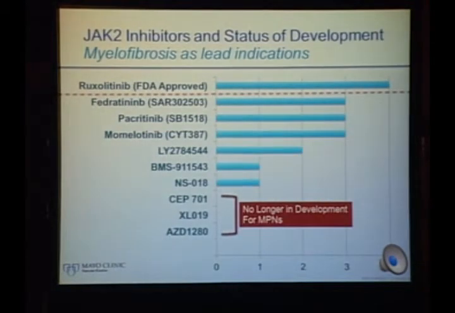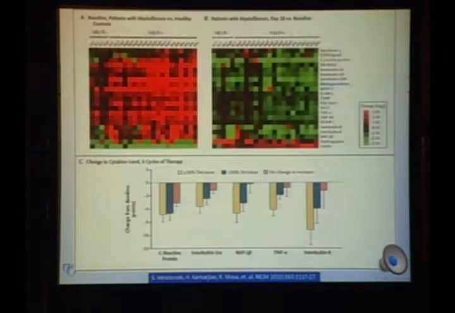Now finally, what about JAK2 inhibitors? You've heard these discussed today. You know there's quite a robust pipeline with ruxolitinib approved, fedratinib completing a phase 3 trial, pacritinib and momelotinib in phase 3 testing, the Lilly compound, NS Pharma all showing benefits.